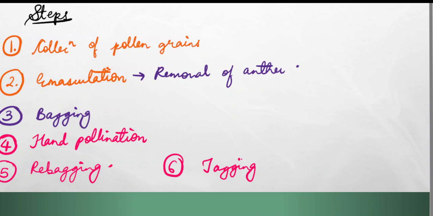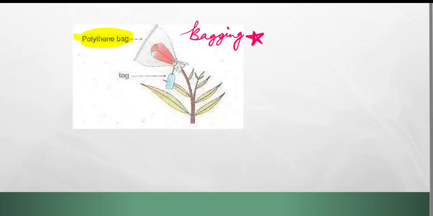All this information is there in a tag. If you can see in this image, there is a tag here. So you have to write all the information which I told, like the name of the plant and everything. This is tagging.